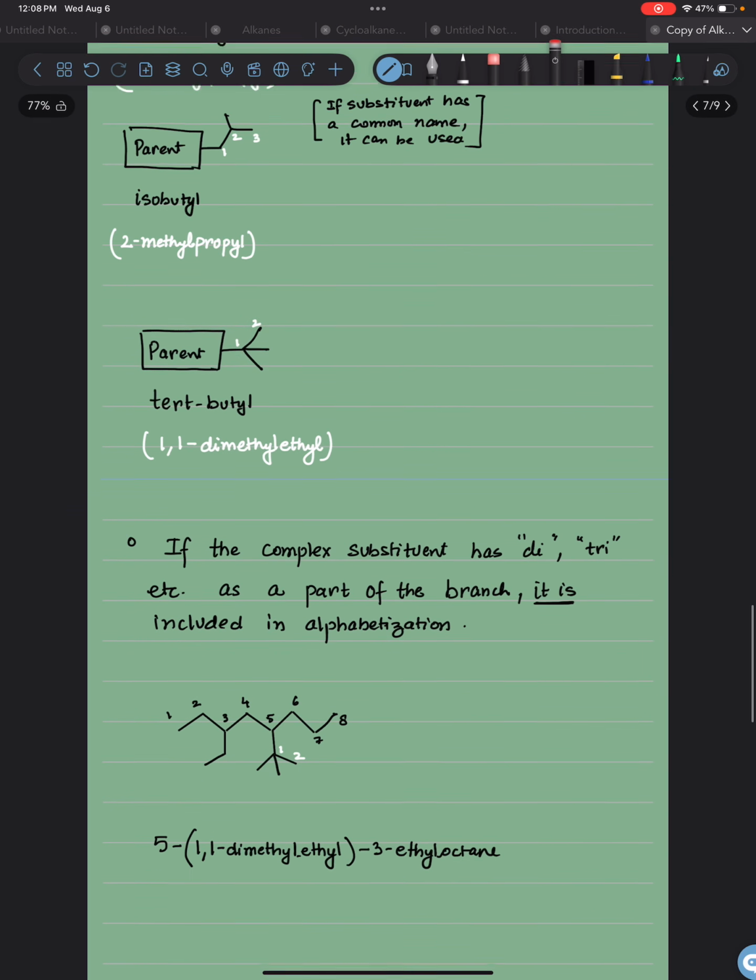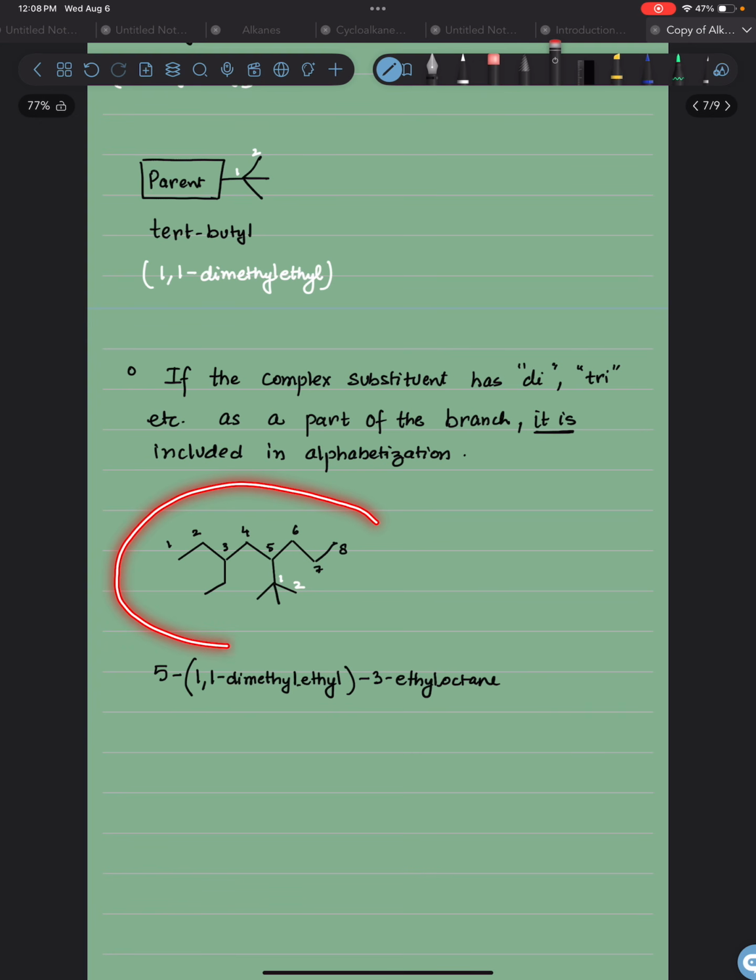So based on that knowledge, you can try naming this without looking at the answer. I hope this clarifies the whole thing about the complex substituent naming.